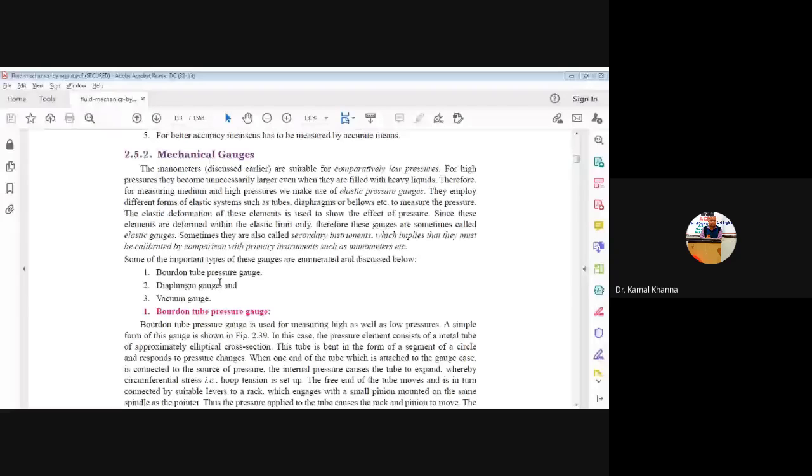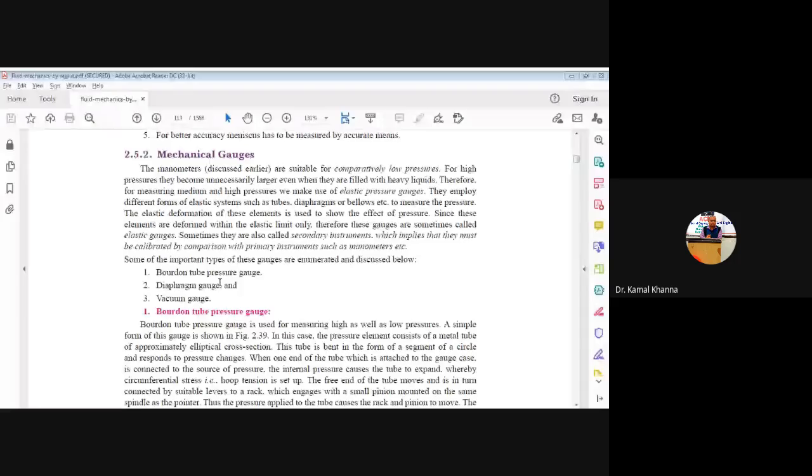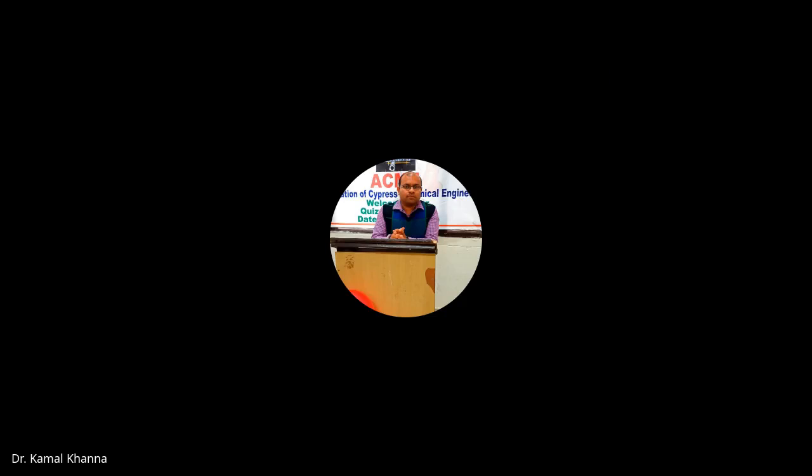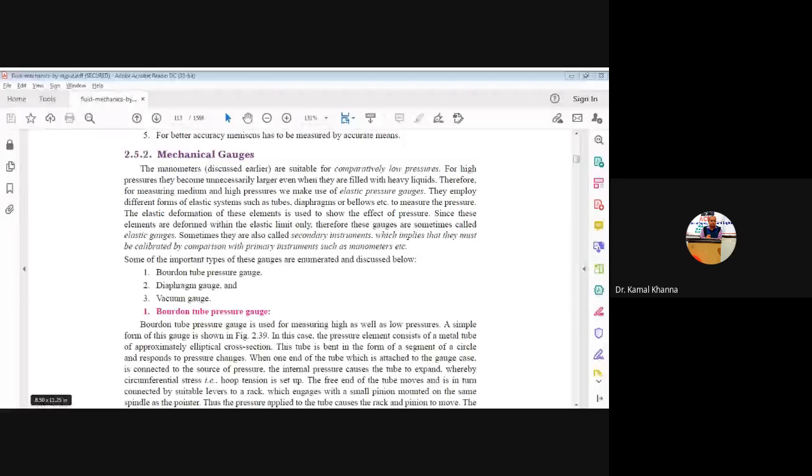First one is the Bourdon tube, second is the diaphragm, third is the vacuum or the dead weight. Okay, so Bourdon tube basically we have read in the previous lecture also. So let me show you the Bourdon tube here. I am sharing next screen with you. So this is the Bourdon tube.